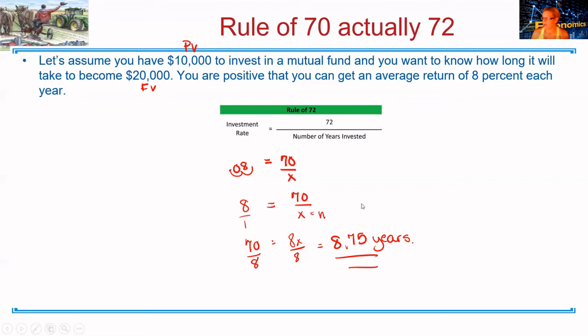Just a really kind of quick and dirty way that we can take a look at how often things should double. Okay. That's the end of this objective. Like I said, very short, very sweet.